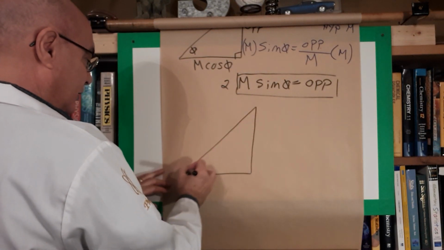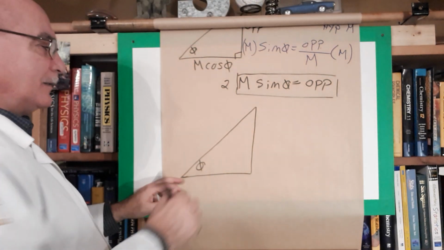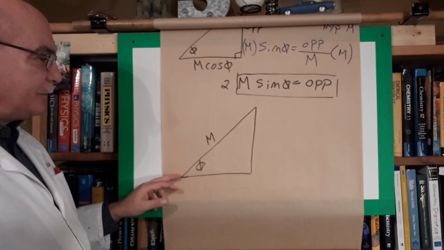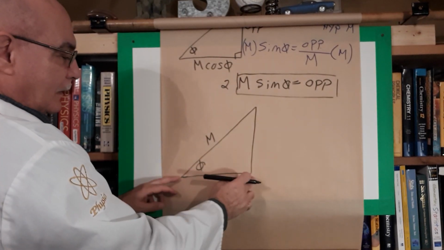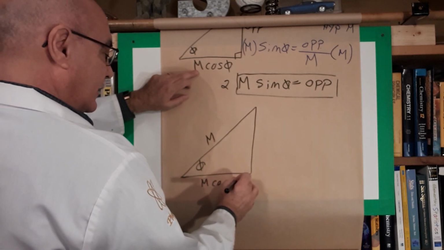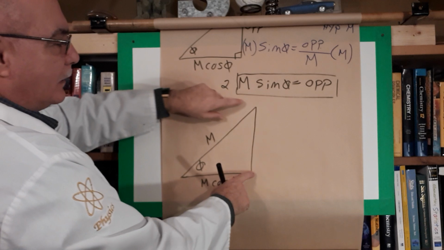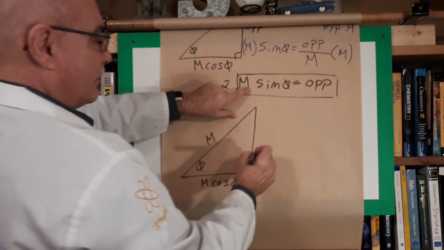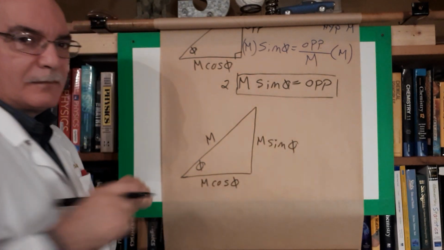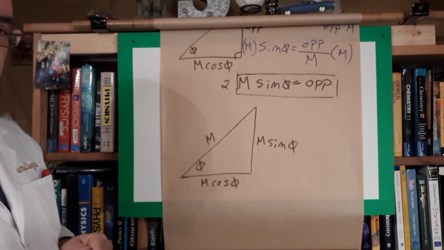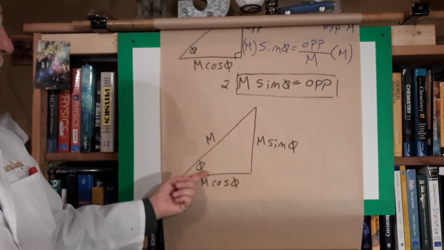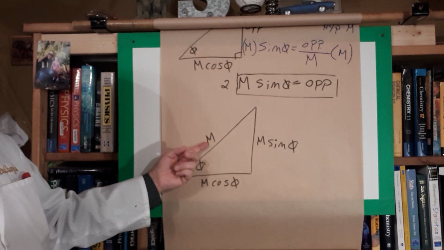Here's my right angle triangle. That's my theta. m is the magnitude of the hypotenuse. This will be the adjacent, but I'm going to call the adjacent m cosine theta. And now I can relabel the opposite as m sine theta. Effectively, what I've done here is put this length and that length in terms of the angle theta and the magnitude of the hypotenuse.